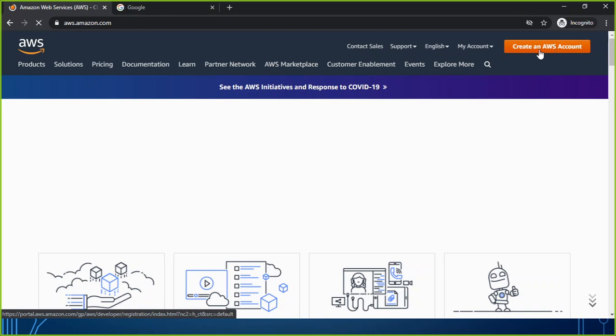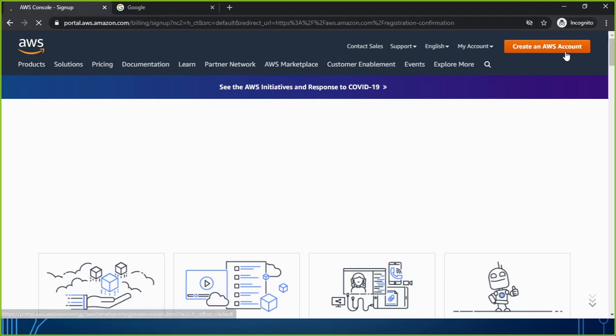You will be going to create an AWS account, and it is definitely going to ask you for some information, like your email address, your mobile number, whatever I have listed before.